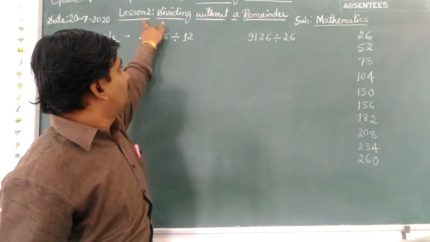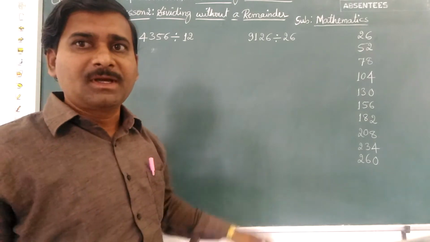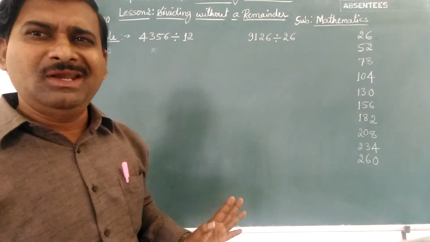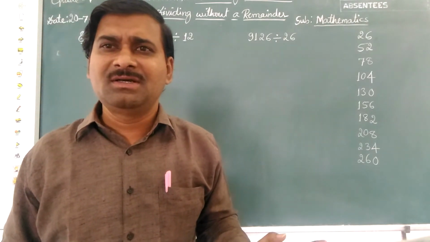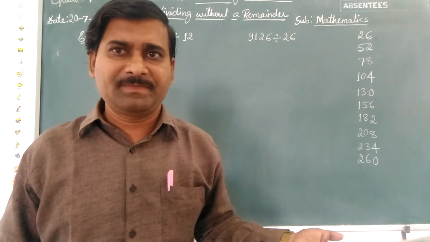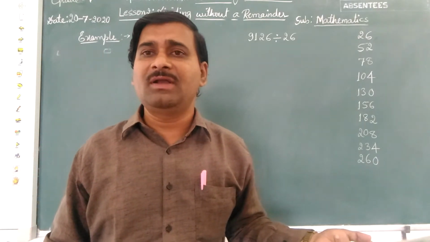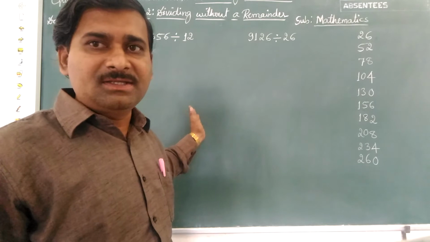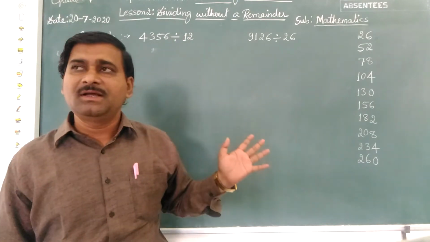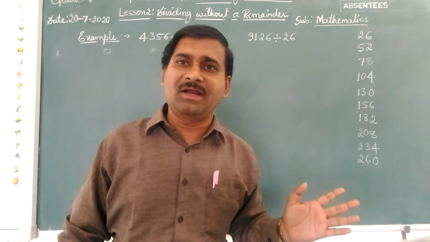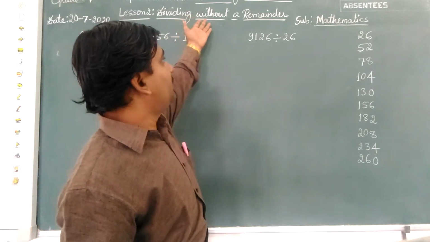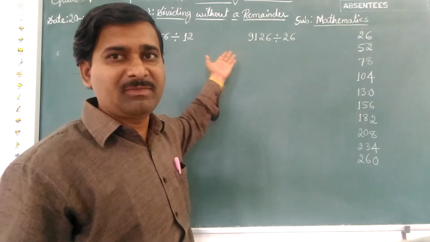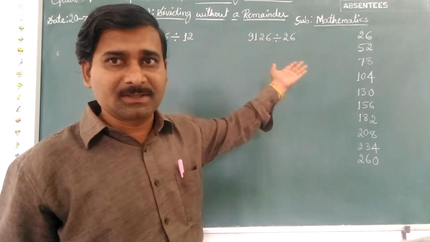Under that, we have completed lesson 1. Now we should start lesson number 2, that is dividing without a remainder. Children, the meaning of without a remainder is that you will not get a remainder after dividing. The remainder will be 0 in this lesson. We are dividing such numbers that after division, you will get remainder as 0. That is why the name of the lesson is dividing without a remainder.